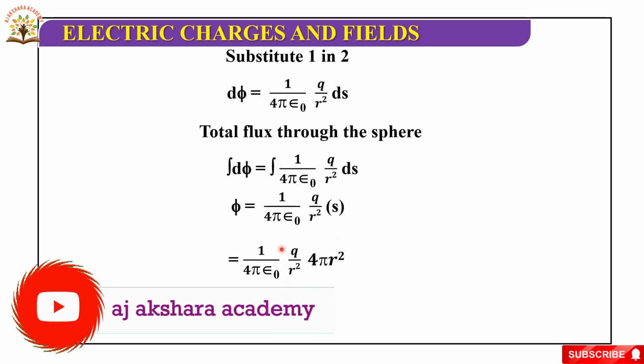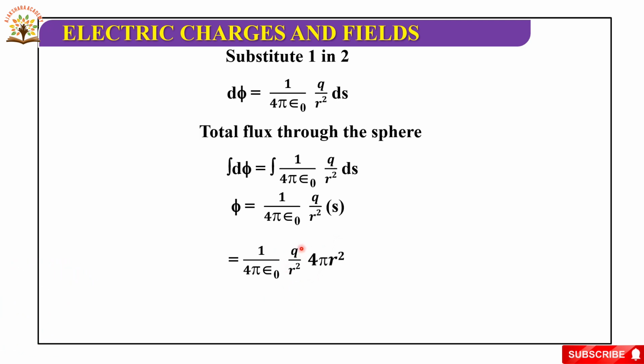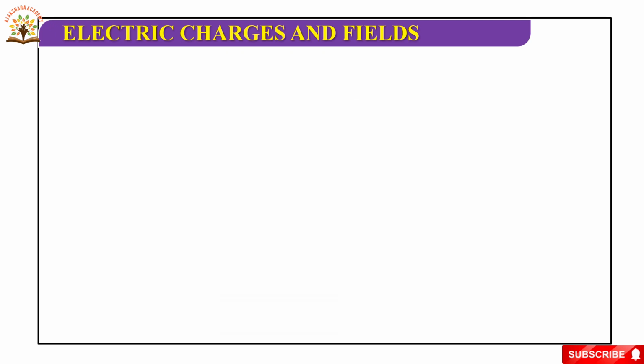So, that is 1 by 4 pi epsilon naught Q by r square into 4 pi r square. The 4 pi cancels, and here r square cancels. Next, we get phi is equal to Q by epsilon naught.